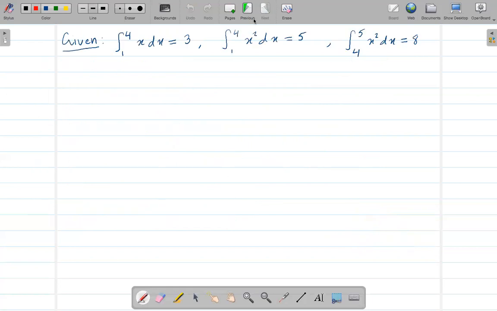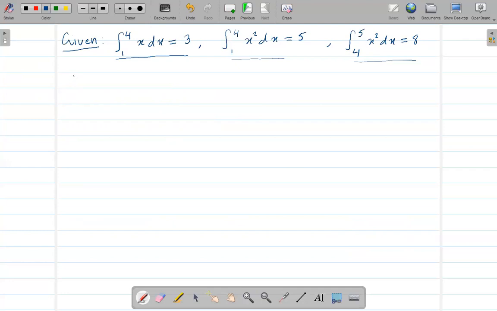Okay, now let's do an example. So all of these are given, all right? So here, integration from 1 to 4, x dx, let's say the value is 3. Similarly, for this one, x squared dx, the value is 5. And for this one, now it's different, right? From 4 to 5, x squared dx is 8.